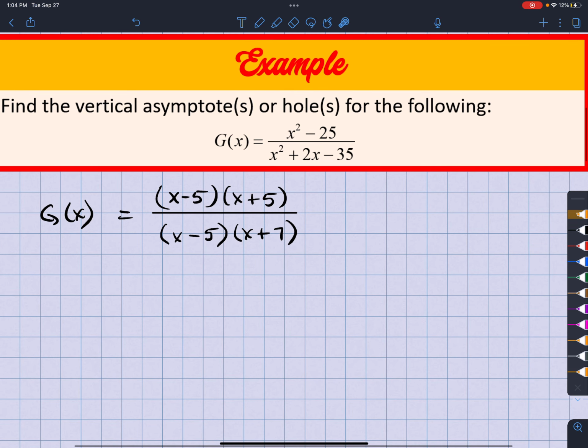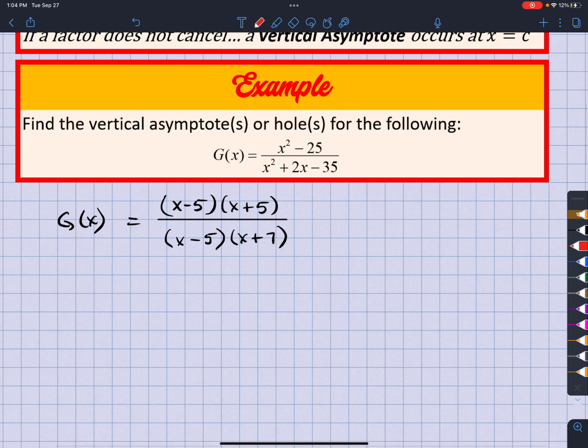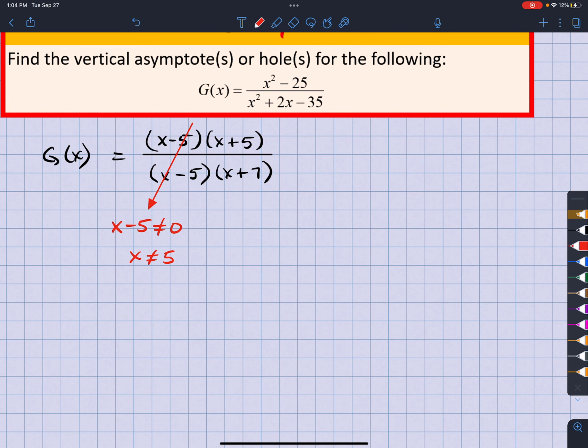Okay, so with that being said, see how if I was to reduce this fraction, these two would cancel, right? Since these two cancel, first of all, I can say x minus 5 cannot equal 0, so x cannot equal 5. But since they cancel, I don't have a vertical asymptote here. I'm going to have a hole at x equals 5, okay? So that's what's going to be the case because it cancels. All right? So let's put that right there.